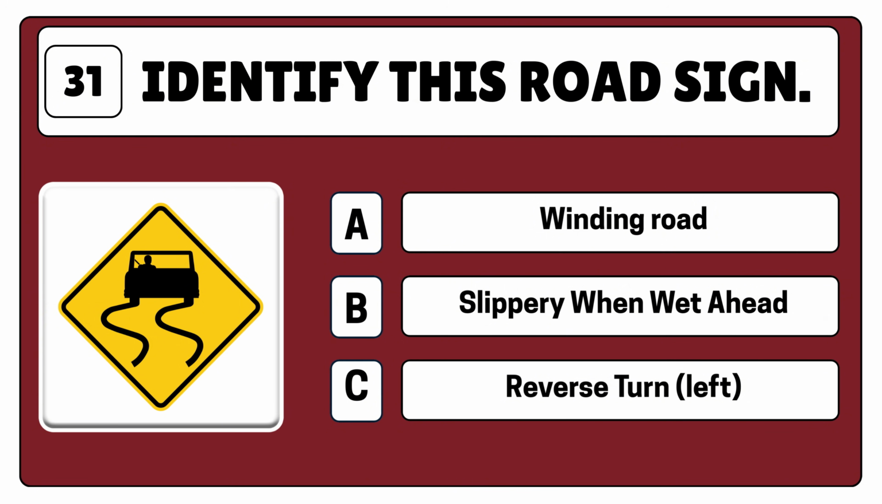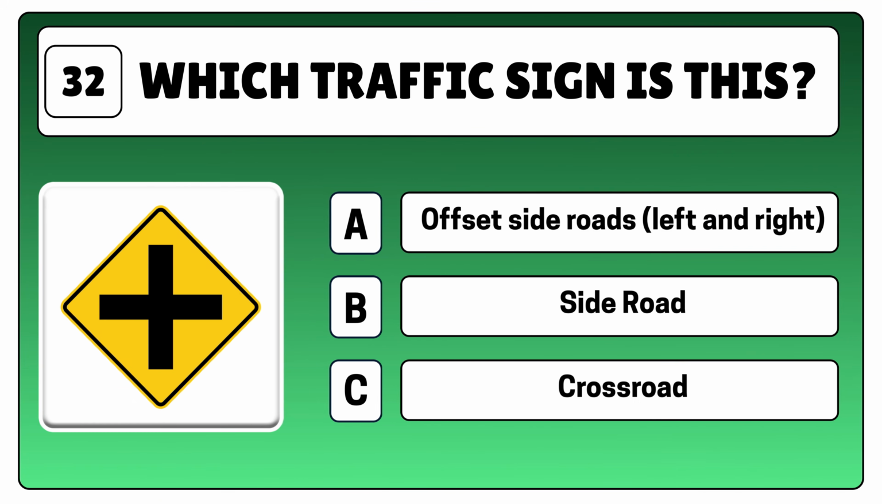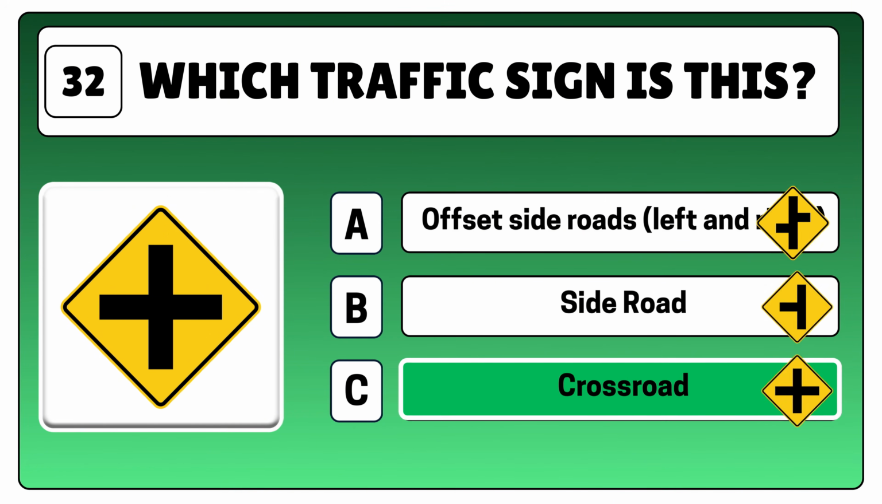Identify this road sign. Good thinking. This is the slippery when wet ahead sign. Which traffic sign is this? That is correct. That is the crossroad sign.